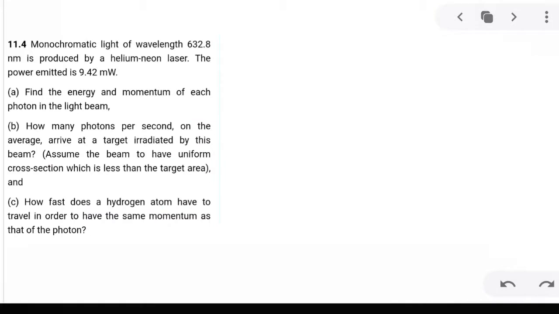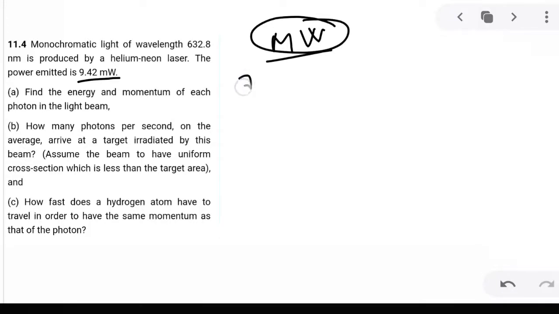So in this question number 11.4, we have monochromatic light of wavelength 632.8 nanometer produced by a helium neon laser. The power emitted is 9.42 milliwatt, small m capital W, that is milliwatt. If it is capital M capital W, it will be megawatt. So find the energy and momentum of each photon in the light beam.